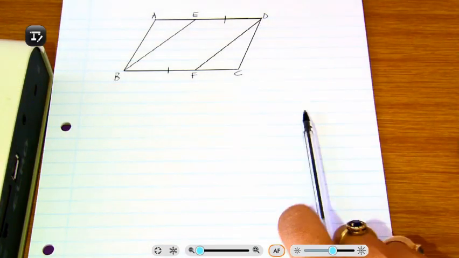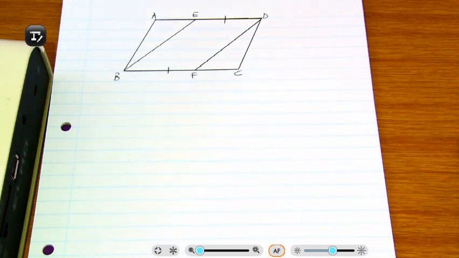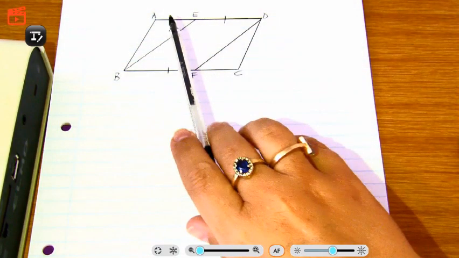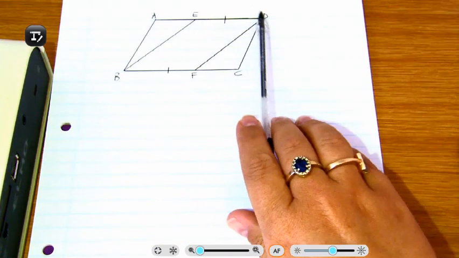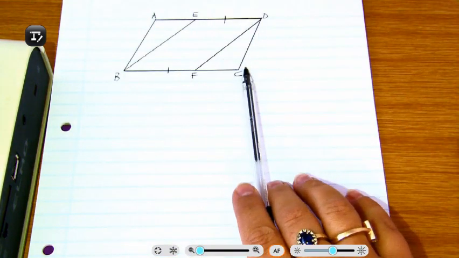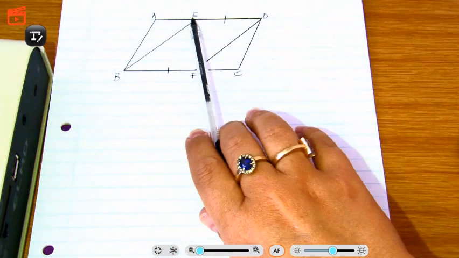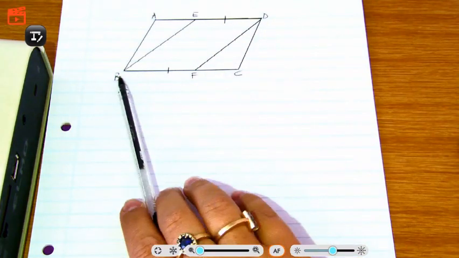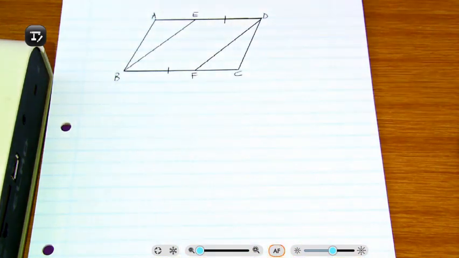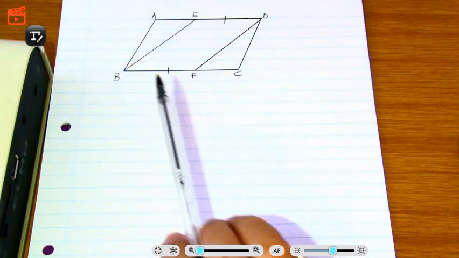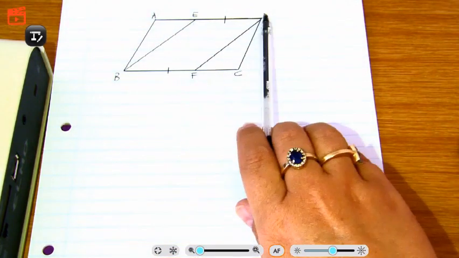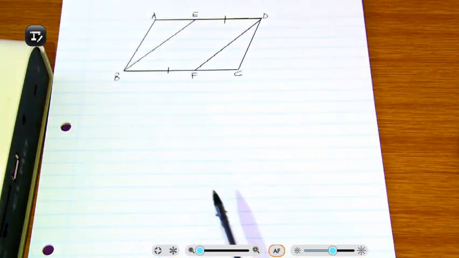Okay, so we are starting off with our first example. First thing is they tell us that ADBC is a parallelogram. So because it's a parallelogram, we know that AD is parallel to BC. They also tell us that ED is equal in length to BF. And what they've asked us to prove is that BEDF is a parallelogram.